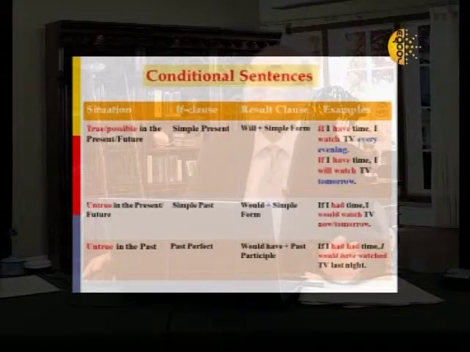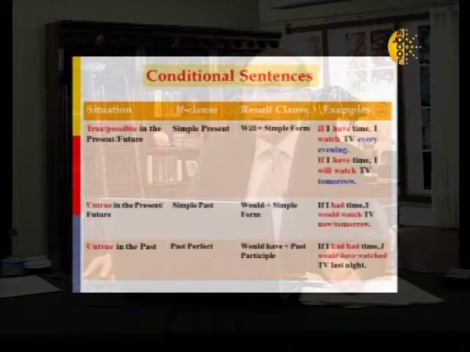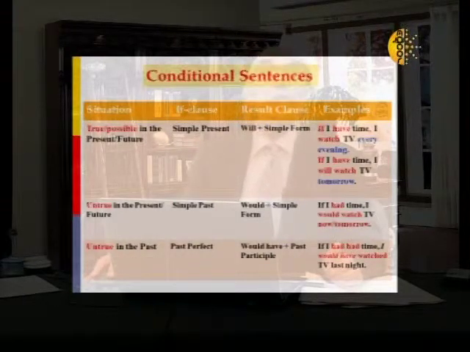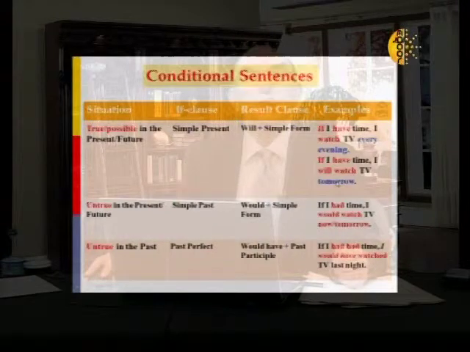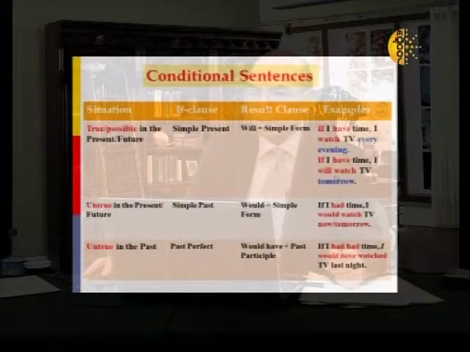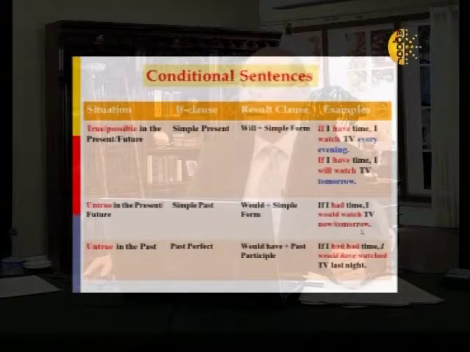So let me read these 3 sentences for you, and then we are going to practice it. If I have time, I will watch TV tomorrow. That is a possible situation. If something is possible, something is true, you use present tense and future tense. It could happen. Tomorrow I may get a few minutes and I will watch TV. If I had time, I would watch TV tomorrow or now. But I know I don't have time.